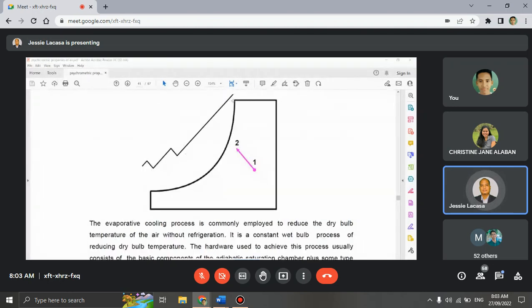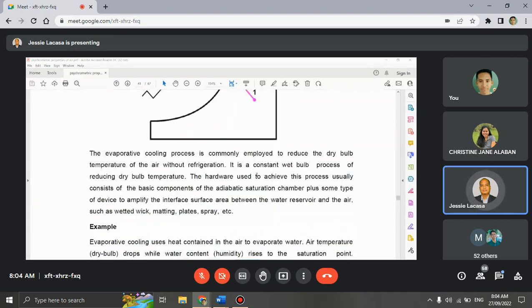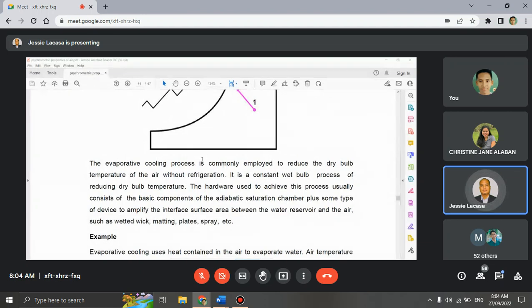Just like in this figure, from this point 1, which is the initial state, if we undergo the process of evaporative cooling, the trace on the graph is like this. This line is parallel to the enthalpy line and also the wet bulb line, so its wet bulb is constant. The evaporative cooling process is commonly employed to reduce the dry bulb temperature of the air without refrigeration. So it is a constant wet bulb process of reducing dry bulb temperature.